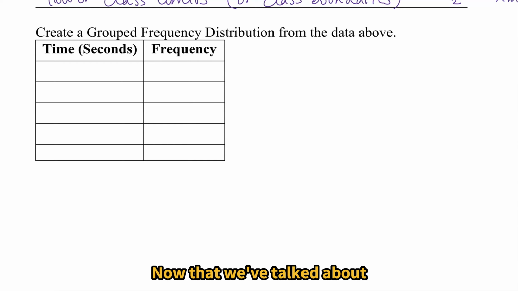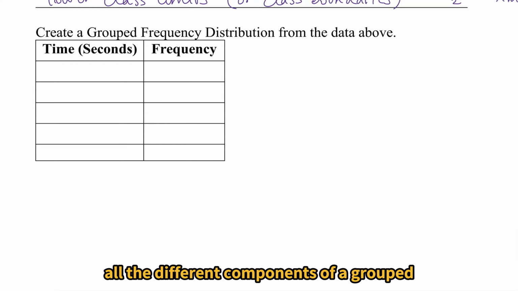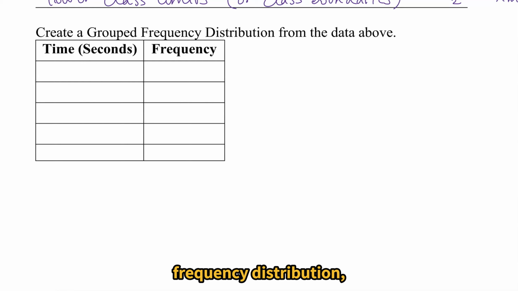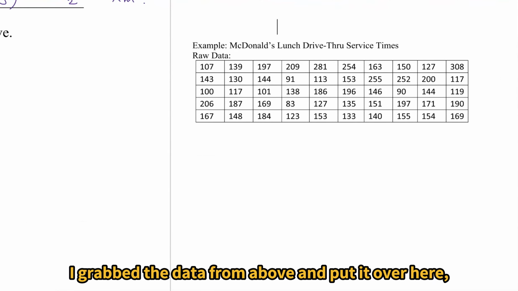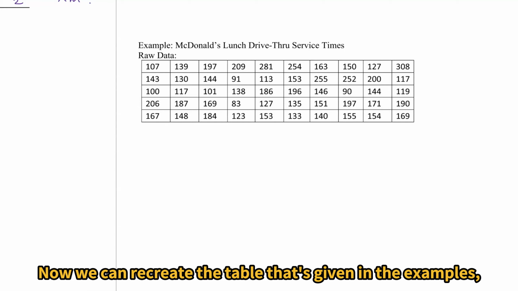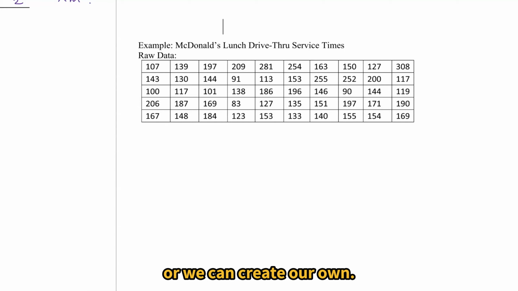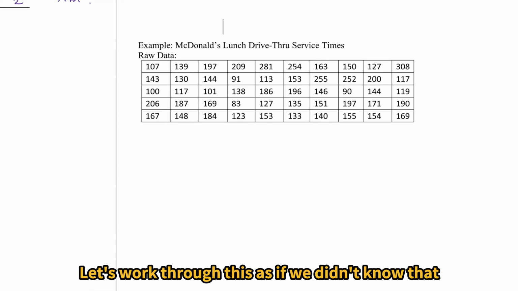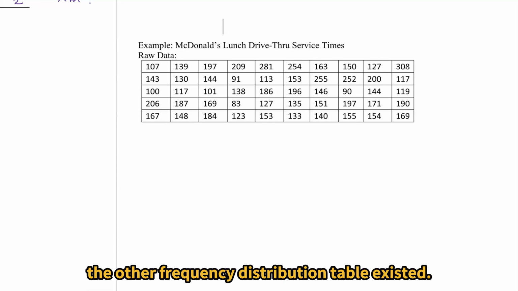Now that we've talked about all the different components of a grouped frequency distribution, let's create one. I grabbed the data from above and put it over here, hoping to make it a little bit simpler to work with. Now we can recreate the table that's given in the examples, or we can create our own. Let's work through this as if we didn't know that the other frequency distribution table existed.